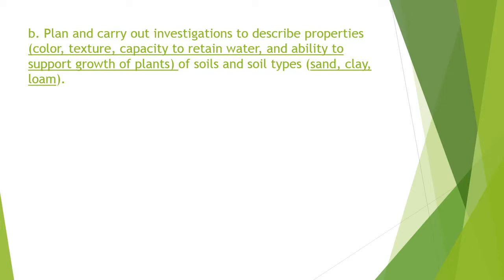So the next thing to talk about is soil. And here we're talking again color, texture, and some of the physical characteristics, the ability to retain water, and the ability to support growth of plants. Now these two, retaining water and supporting growth of plants, are pretty related, and I'll show you in just a second. And then there are 3 identifiable types of soil that they want students to know about: sand, clay, and loam.